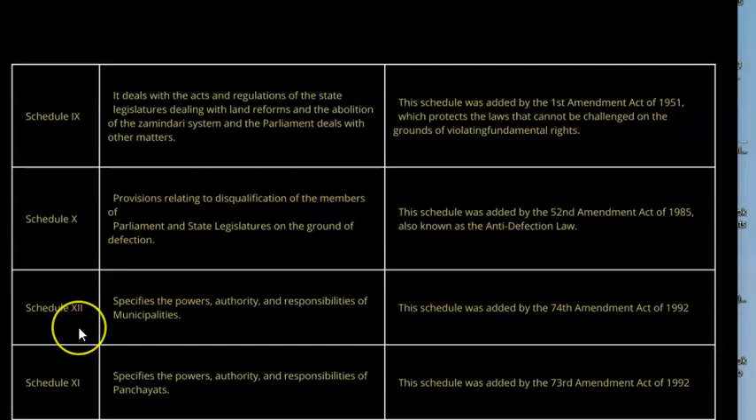Schedule 11: it specifies the powers, authority and responsibilities of municipalities. This schedule was added by the 74th Constitutional Amendment Act of 1992. Schedule 12: it specifies the powers, authority and responsibilities of panchayats. This schedule was added by the 73rd Constitutional Amendment Act of 1992.